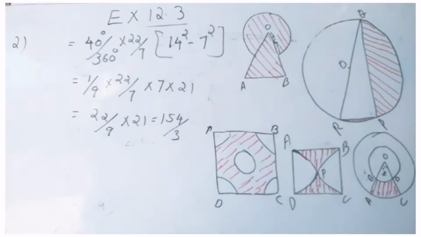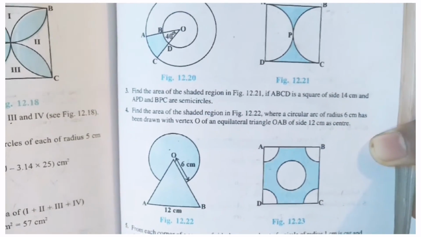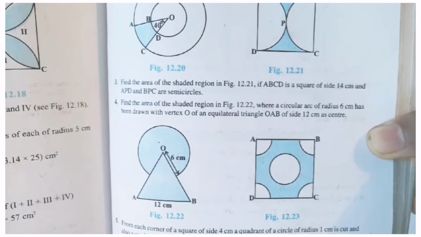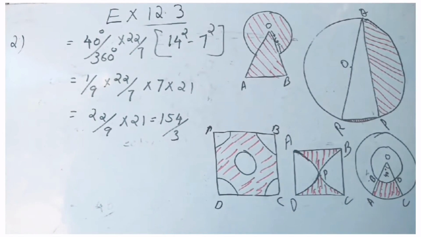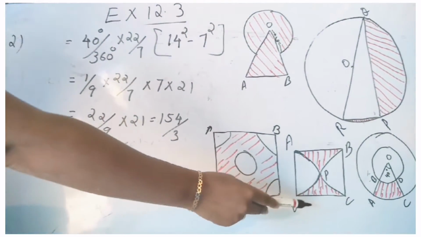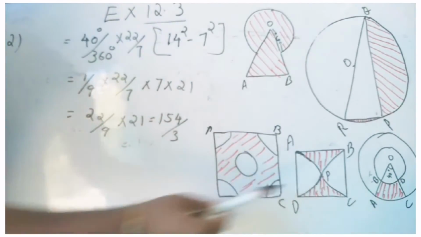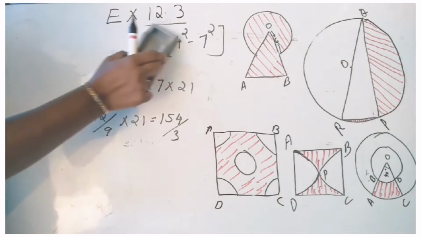Now third question. Find the area of the shaded region in figure 12.21 if ABCD is a square of side 14 cm and APD and BPC are semicircles. So this is our figure. ABCD is a square and APD and BPC are semicircles. We need to find out the area of that shaded region.